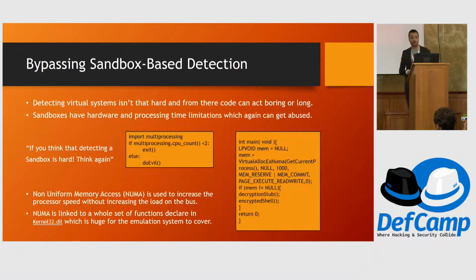This is another unique trick that you can use to bypass dynamic analysis and especially sandboxing. Is anyone familiar with NUMA, non-uniform memory access, in Windows? It is used to increase the processor speed without increasing the load on the processor bus. NUMA is linked to a whole set of functions declared in kernel32. People who work with kernel32 know it's huge, massive, and very intensive. If you are emulating anything related to this, it will get discouraged. If that happens, you cannot decrypt the stub, and if you cannot decrypt the stub, you have bypassed it.